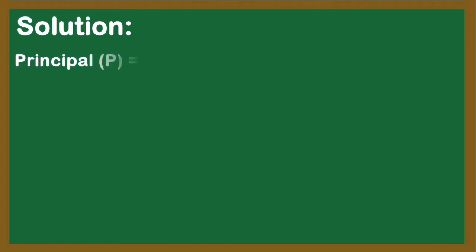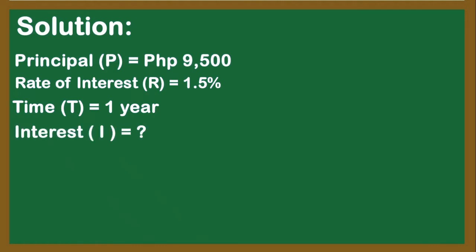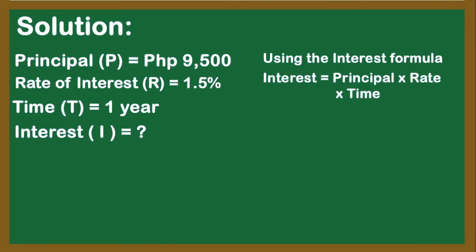Now let us have our solution. Let us take the given. The principal P is 9,500 pesos. The rate of interest or R is 1.5%. The time or T is 1 year. And the unknown is the interest. Now using the interest formula, we have interest equals principal times the rate of interest times time. Then making it into shorter form, the formula will be I equals P times R times T.